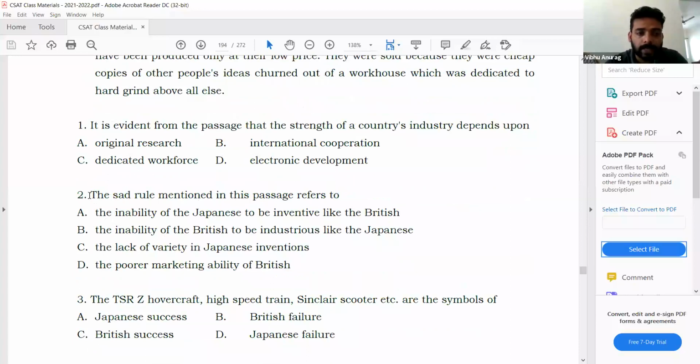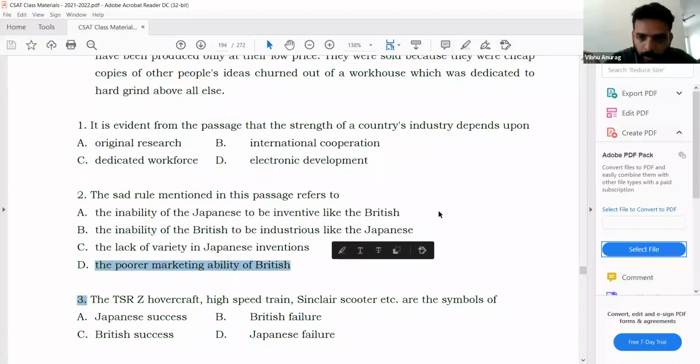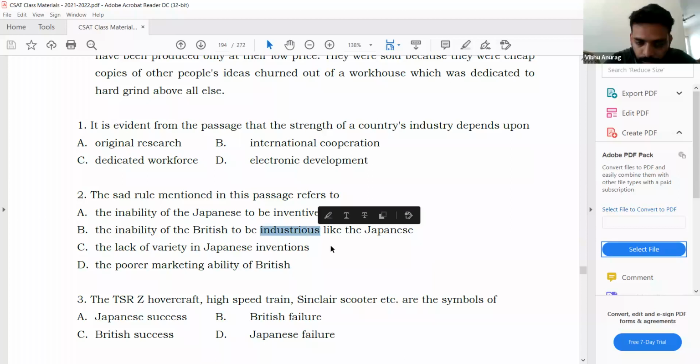Second one, the sad rule mentioned in this passage refers to. First of all, the sad rule is for whom? Is the sad rule for the Britishers or is it for the Japanese? The sad rule is for the Brits, right? The Britishers. Yeah. So it is either B or D. Now, my next question. Do you know the meaning of the word industrious? Do you know the meaning of industrious?